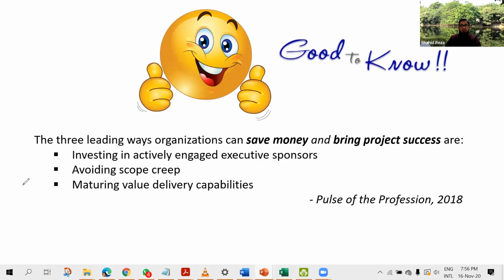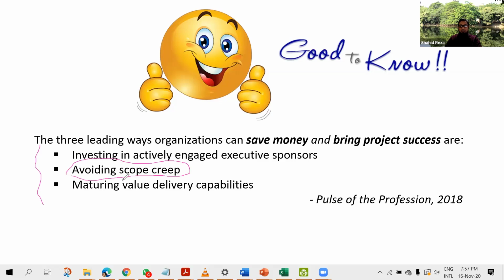So if you want to make your project successful, one of the findings is that you have to avoid scope creep. What is scope creep? Scope creep means an unapproved change. The change is not approved, but you are going to deliver that change. Or we have not defined the scope properly, and that's why we are delivering and customers are not happy.